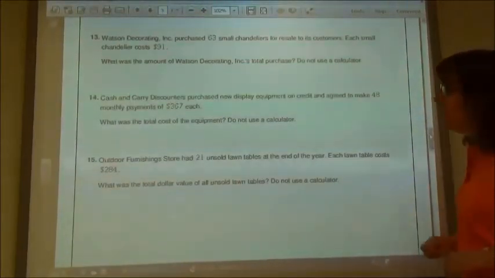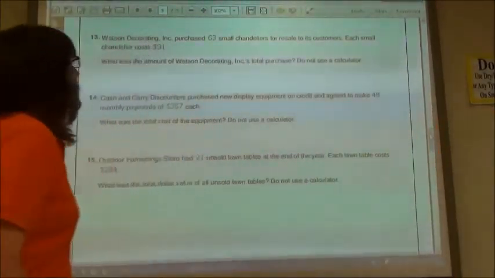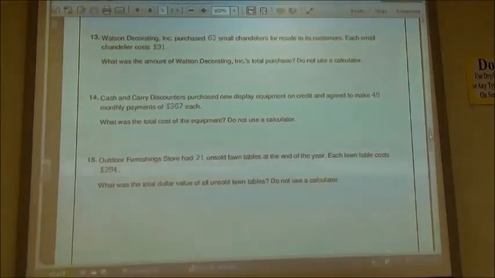13, 14, 15, going to do some word problems. Again, they don't want you to use a calculator. It says Watson Decorating purchased 63 small chandeliers for resale to its customers. Each chandelier cost $91. What was the amount of Watson Decorating's total purchase?